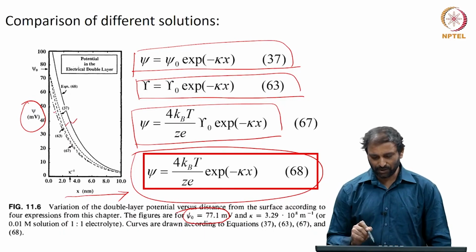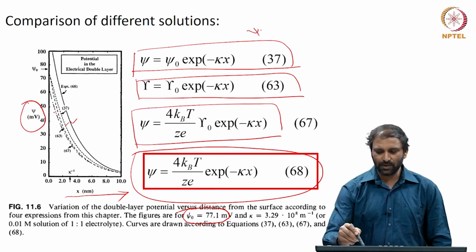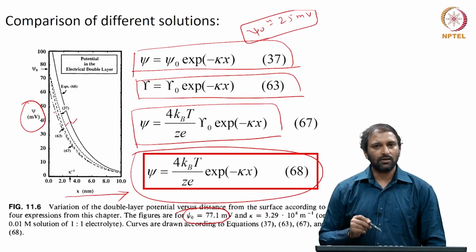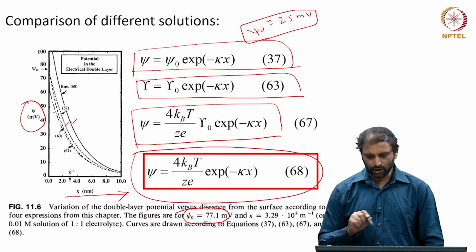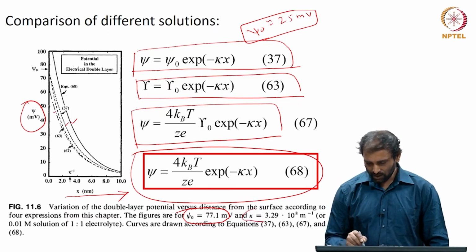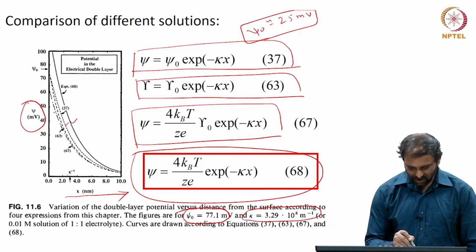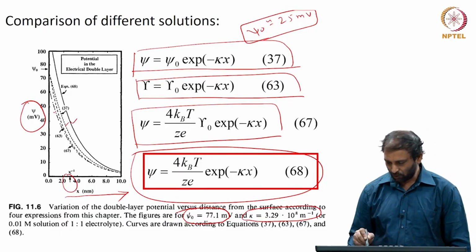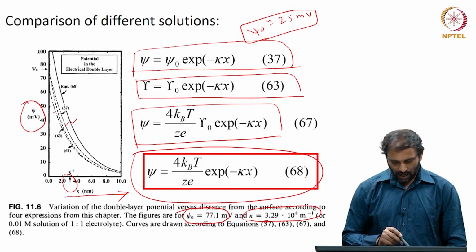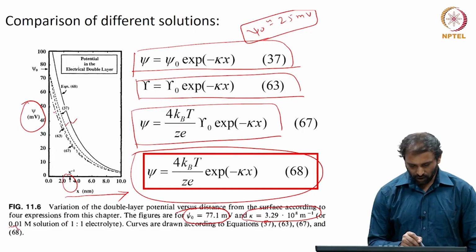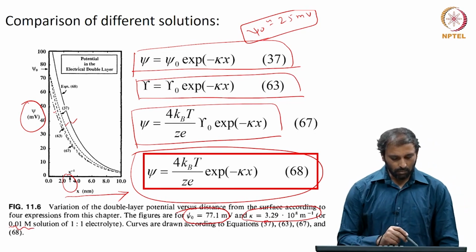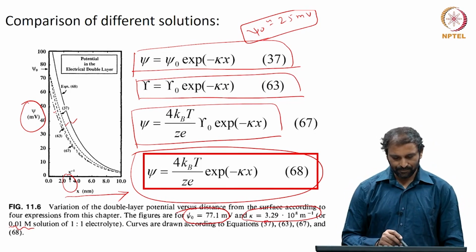This is not the low potential case, because we said that the potential has to be of the order of 25 millivolts for one to consider it the low potential case. So, psi naught equal to 77.1 is not a low potential case, and kappa is given by this. Kappa inverse is marked here, corresponding to this kappa value, which is for a 0.1 molar solution of electrolyte.